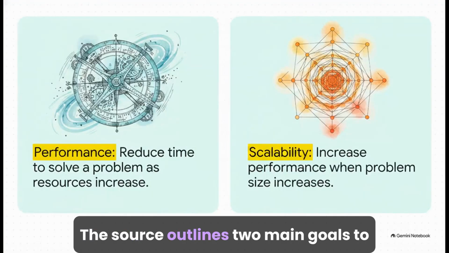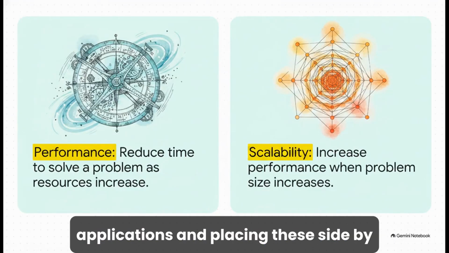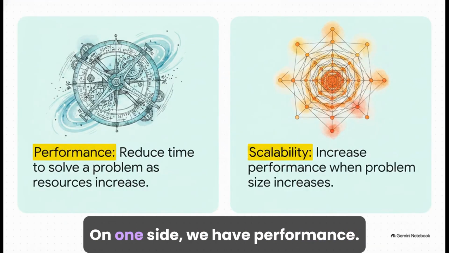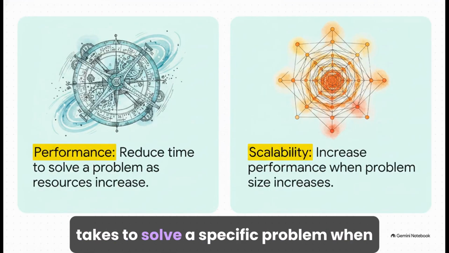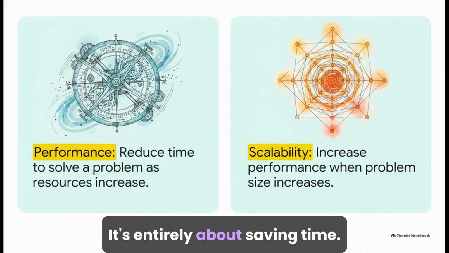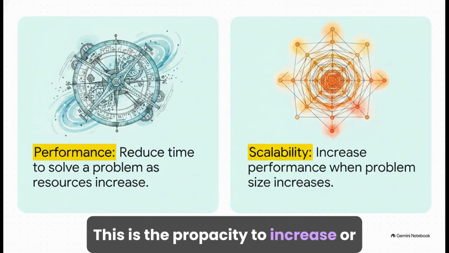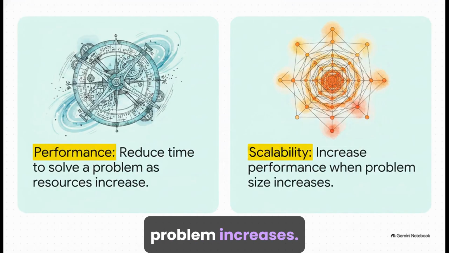Which brings us to Section 4, Measuring Computing Performance. The source outlines 2 main goals to achieve when you're designing parallel applications, and placing these side by side makes the distinction crystal clear. On one side, we have performance. This is the capacity to reduce the time it takes to solve a specific problem when you add more computing resources. It's entirely about saving time. On the other side, we have scalability. This is the capacity to increase or maintain performance when the complexity or the size of the actual problem increases.